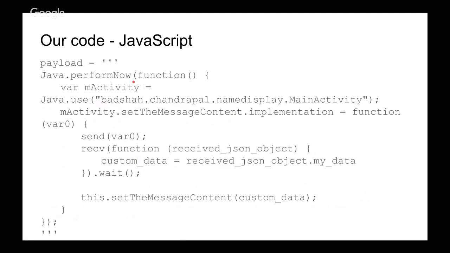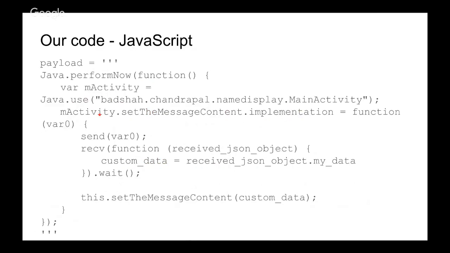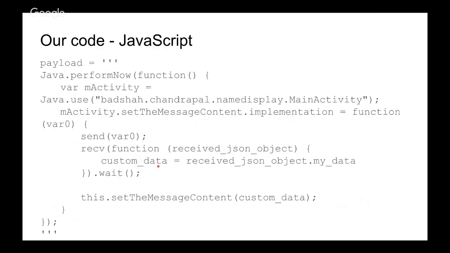Then let's analyze our payload. In our payload, we use Java.perform, or Java.performNow would work fine. We use this class name. Then we take control of this function, set the message content, and we implement. What we do here is whatever variable is being passed to the set message content function, we send that to our Python code. So it just gets sent and handled using this. Then whatever we get here gets handled here, and we post it here.